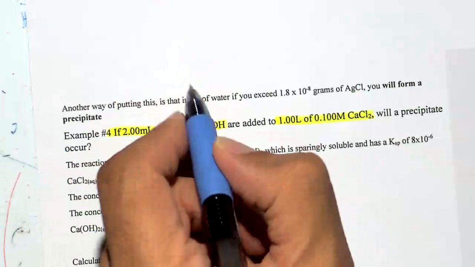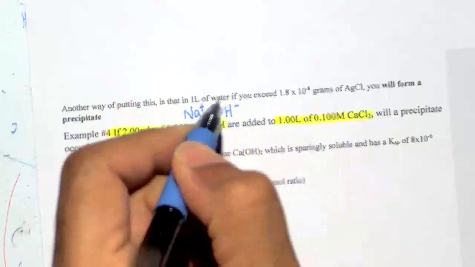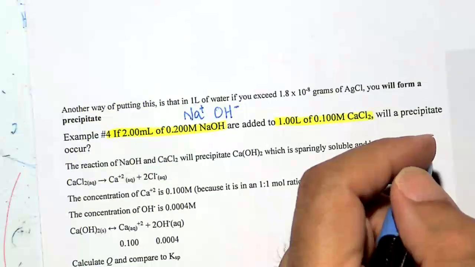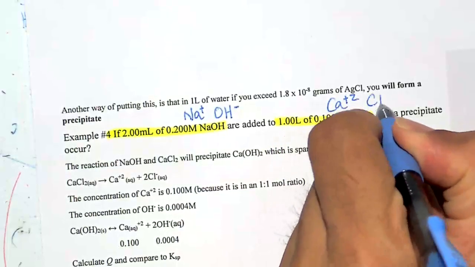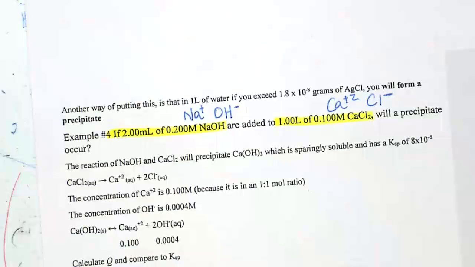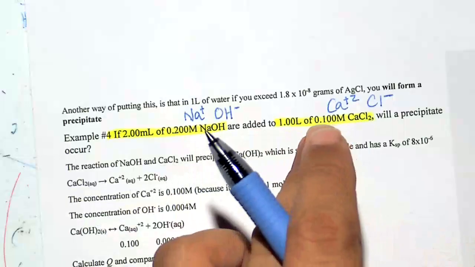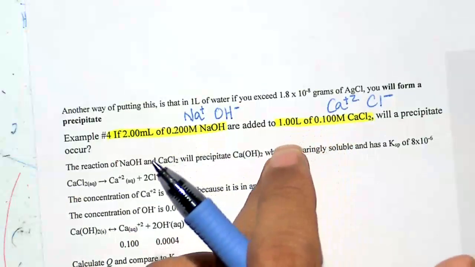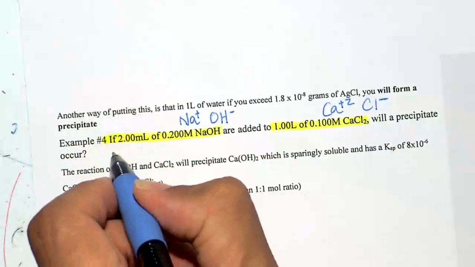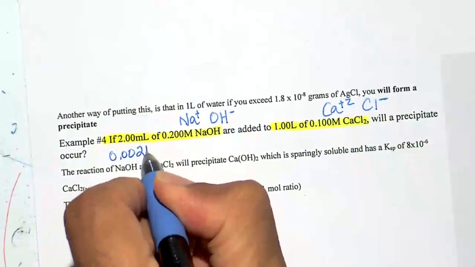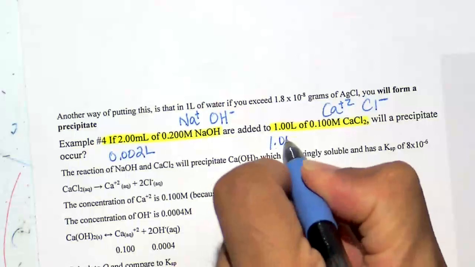One thing here is this sodium hydroxide is actually sodium ion and hydroxide ion. And this calcium chloride is calcium ion and chloride ion. So sodium hydroxide in water is sodium ion and hydroxide ion. Calcium chloride in water is calcium ion and chloride ion. This 2 mL is nothing more than 0.002 liters, and 1 liter is just 1 liter.